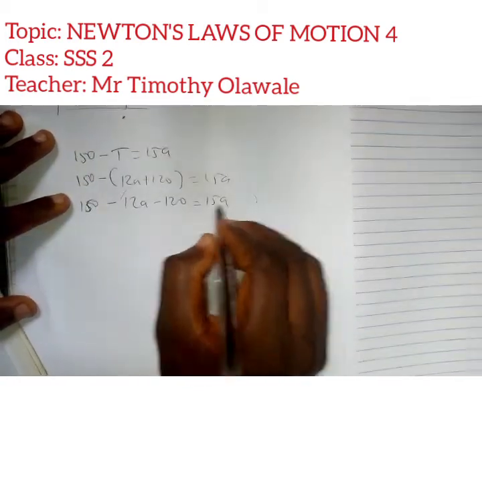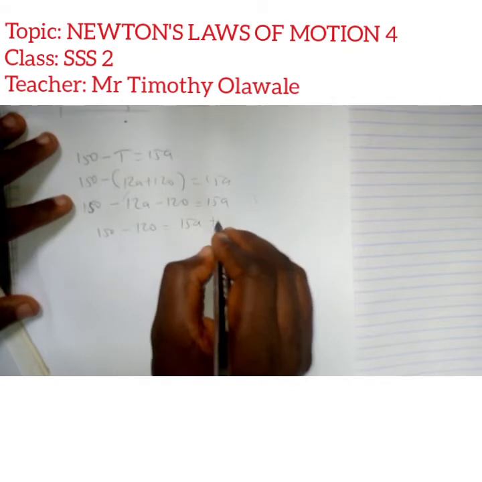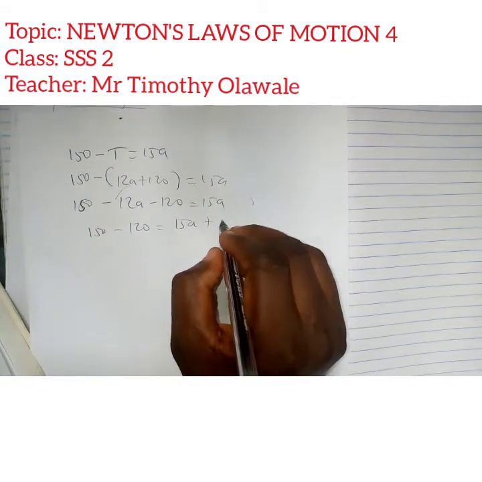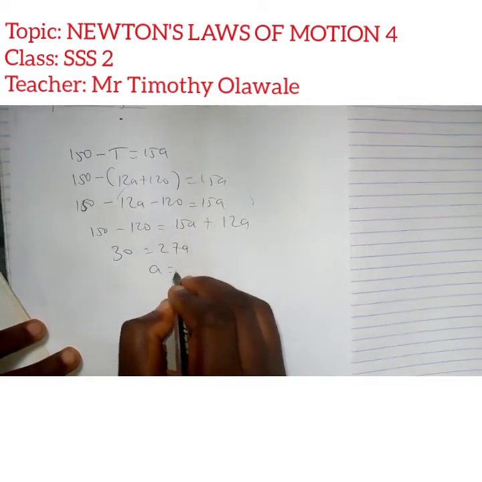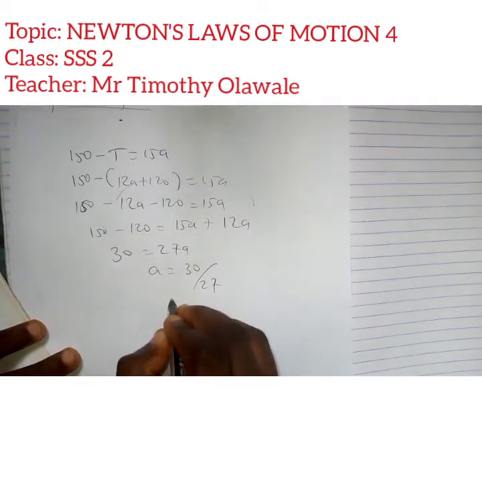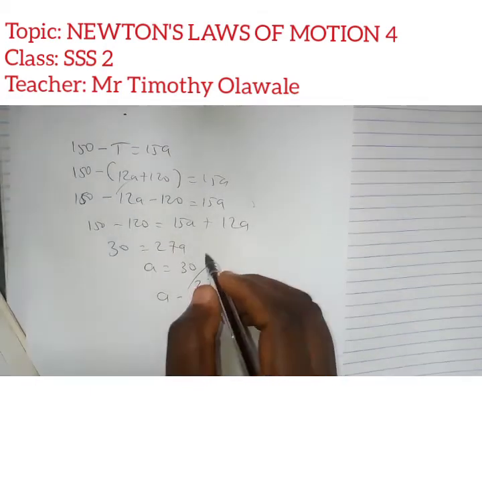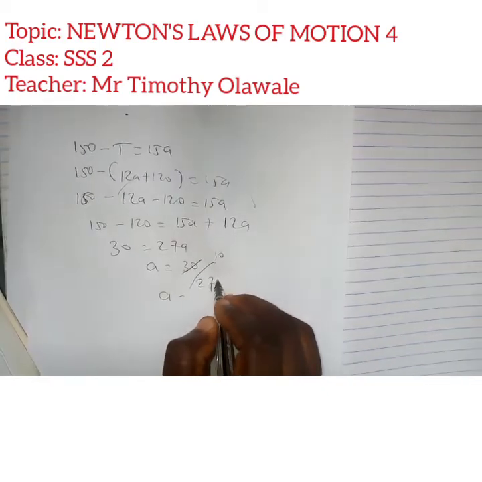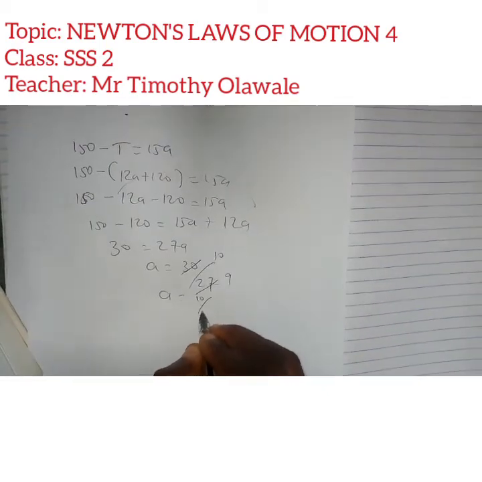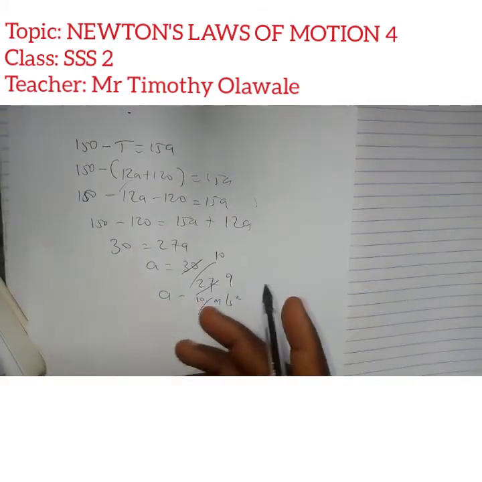This can go to the other side, where 150 minus 120 equals 15A plus 12A. So we have 30 equals 27A. A equals 30 over 27. Dividing by 3, we have 10 over 9. So A is 10 over 9 meters per second squared. Okay, so that is the acceleration.